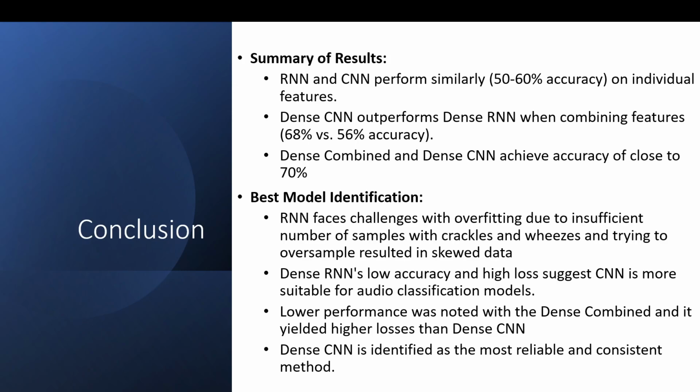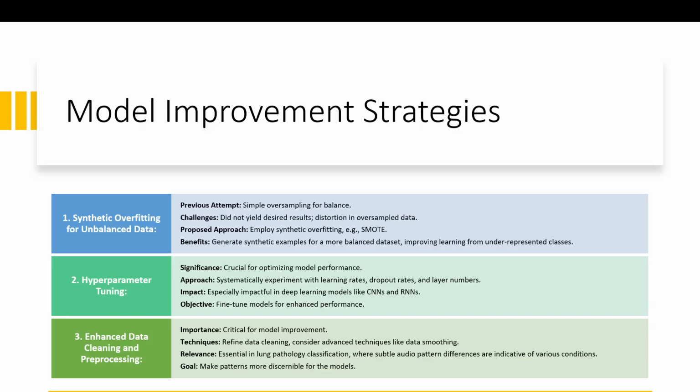Now, how do we choose between the dense CNN and the dense combined set? We noticed that the dense combined set had lower performance, and it actually yielded higher losses than dense CNN, even though it had just a slightly higher accuracy of about 2% higher. As a result, we went forward with the dense CNN as the most reliable and consistent method for this project.